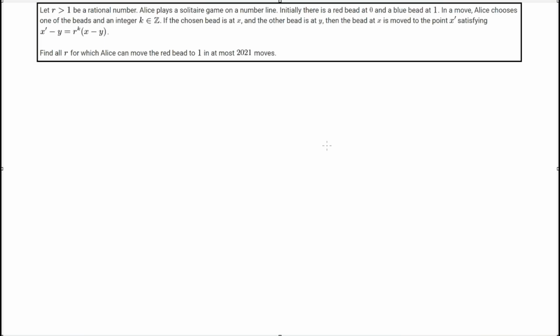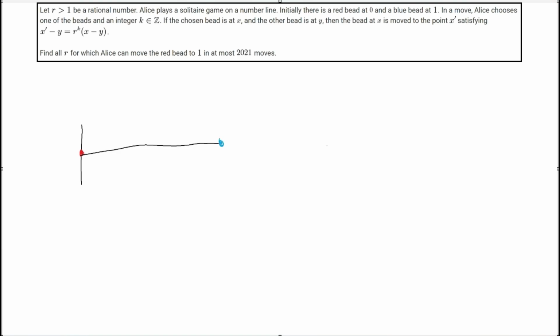Today, we're going to be stepping things up a difficulty in light of the new year, and we're going to be discussing 2021 problem N4. And here's the problem. Let R be greater than 1 and a rational number. Alice plays a solitaire game on a number line, and initially, we have a red bead at 0 and a blue bead at 1.